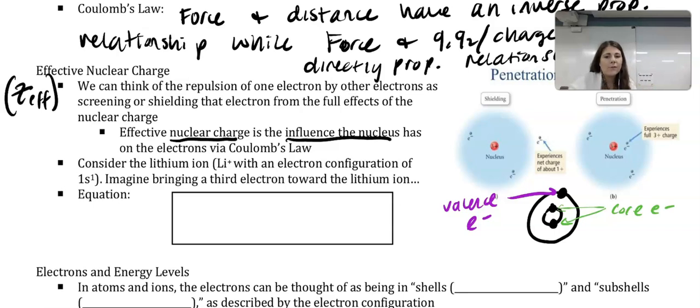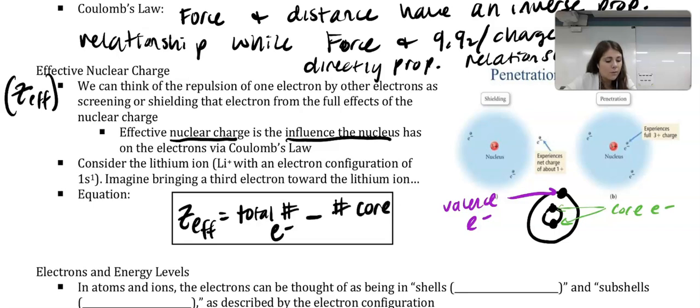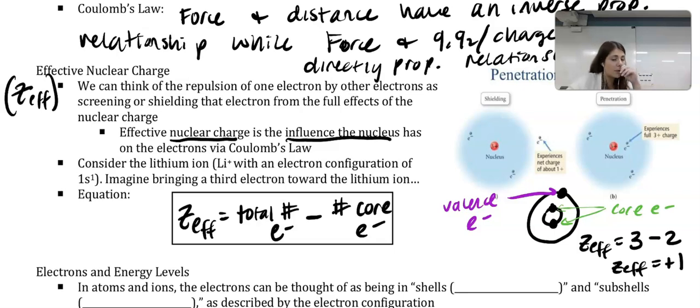So if you ever wanted to find nuclear charge, you could actually calculate it. If you wanted to calculate the nuclear charge, you take the total number of electrons that your element has minus the number of core electrons. So based off this lithium example, here I would do Zeff as I see a total of 3 circles, 3 minus, and I see 2 electrons as core. So the Zeff charge for this is +1.